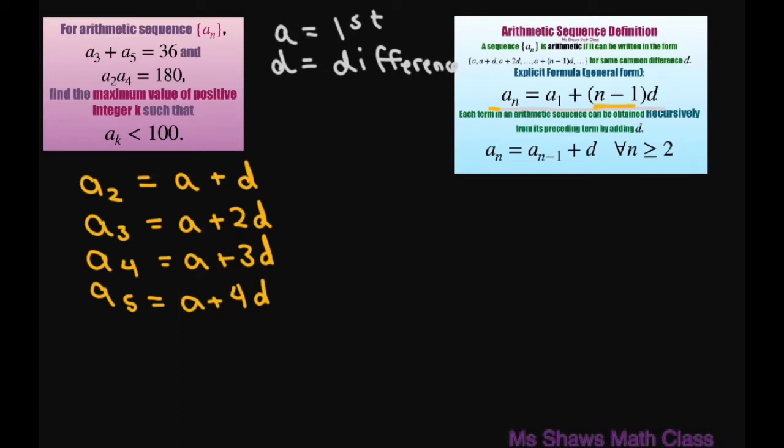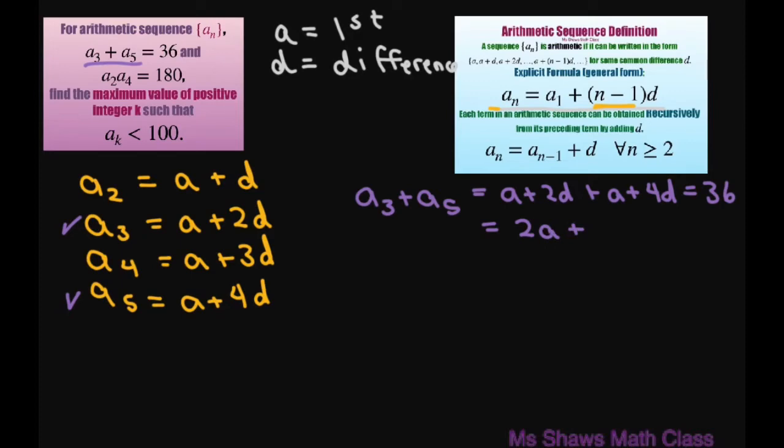Alright, so now we're going to add the terms a sub 3 and a sub 5. So a sub 3 plus a sub 5 equals a plus 2d plus a plus 4d. This equals 36. So we get 2a plus 6d equals 36. If you want, we can just divide everything by 2. So we get a plus 3d equals 18. We're going to call this equation 1.